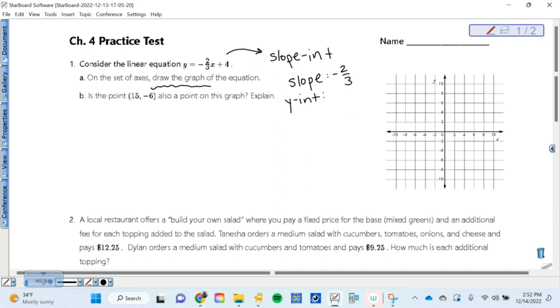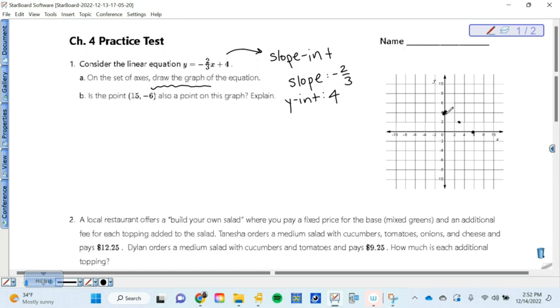-2/3. What's my y-intercept? 4. So then I just go to 4 on my y-axis, and then -2/3 means I go down 2 over 3. Down 2 over 3. Down 2 is just down to here. Over 3 is over to here. Down 2 over 3.